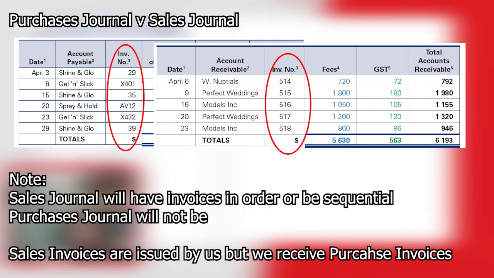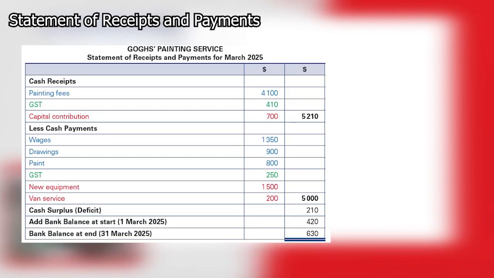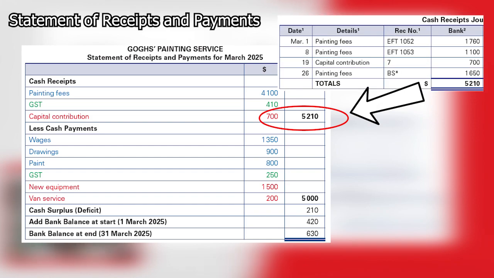Now, we're going to bring up the statement of receipts and payments, and this is where we're going to wrap up our cash journals here. You can see the cash receipts journal. Everything in the cash receipts column lines up with what the totals are for the cash receipts journal in the blue, red, and green. We can see those links right there.